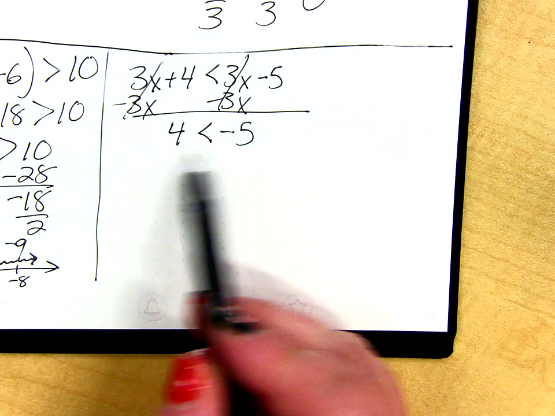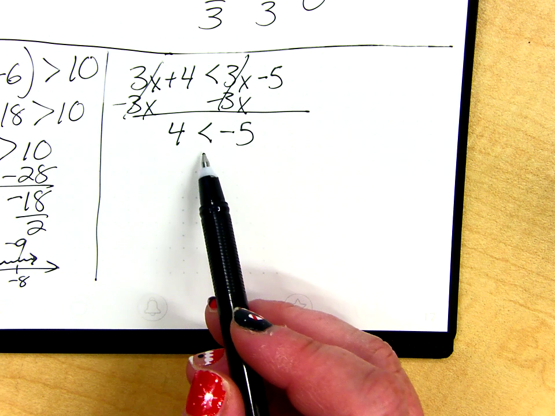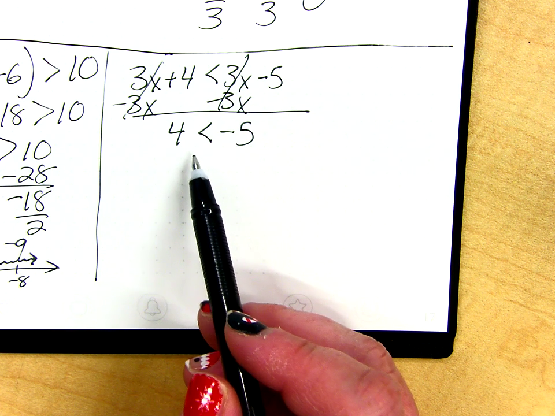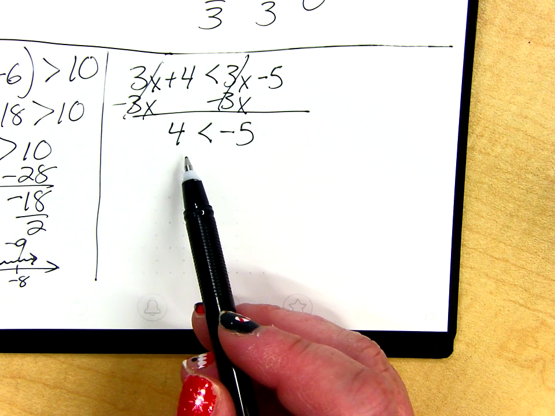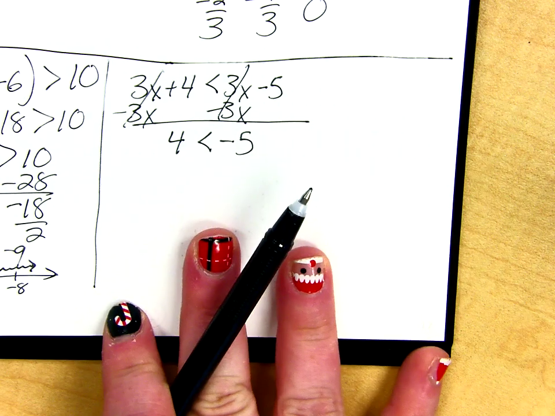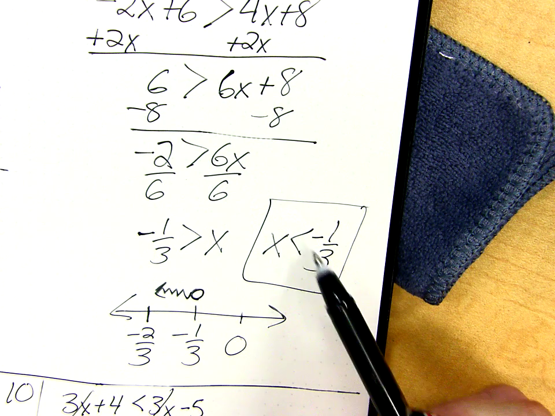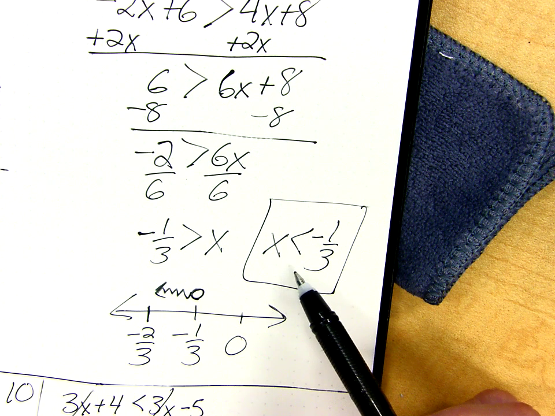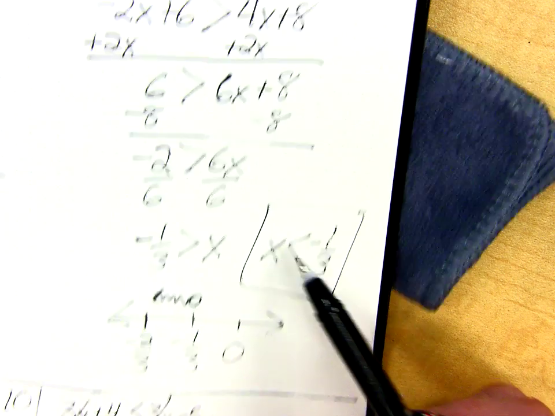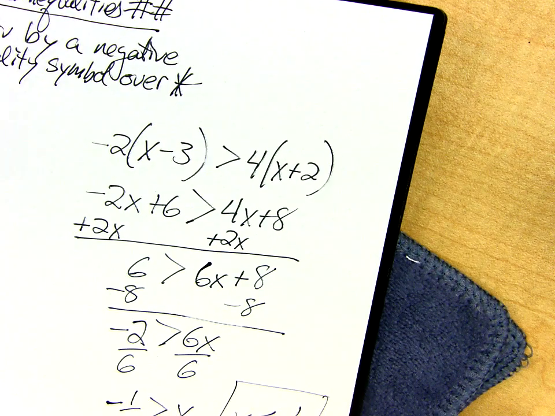Well, that's exactly it. This is a false statement, right? 4 is not less than -5. That's not true. So what happens is there is no solution to this inequality. There is no number that makes this work. When we did the last one, I got x is less than -1/3. That's saying that if you take any number less than -1/3, it will make the original inequality true. That's the whole point of this.